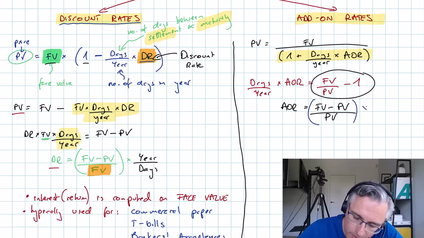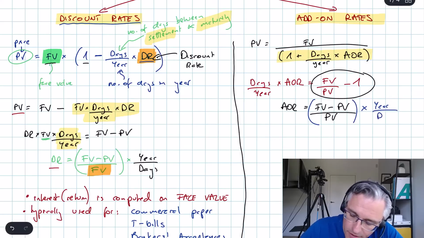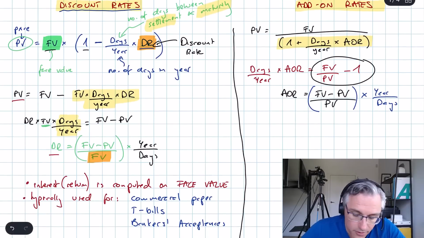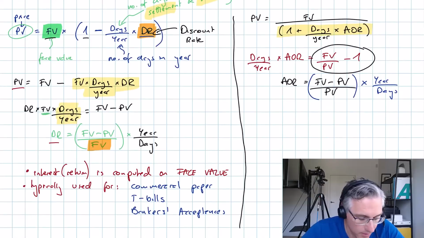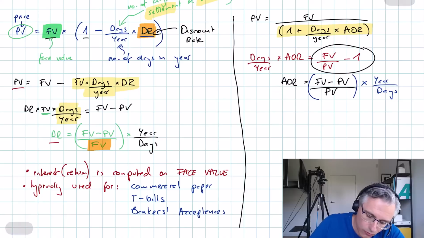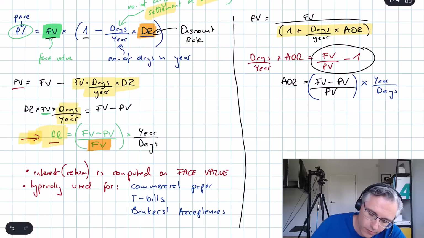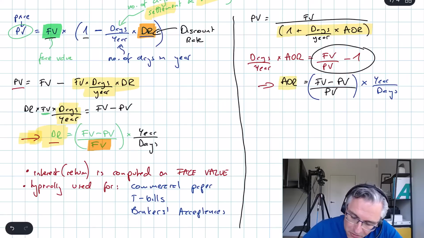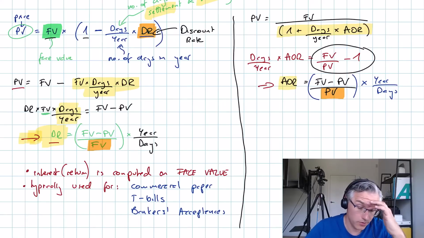And once I've got that, I just need to multiply by the number of days in the year over days. That's my expression for AOR, and you will hopefully notice that this time it's a very similar formula, to be honest, to the one we had over here on the left-hand side for DR, right? The AOR formula is logically the same thing, but critically it's got PV in the bottom.